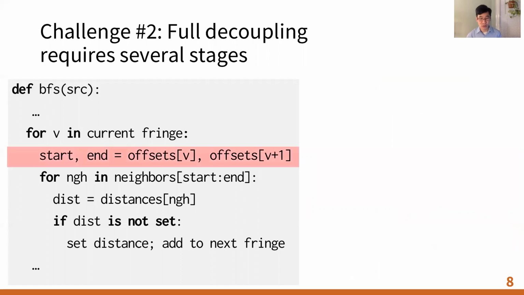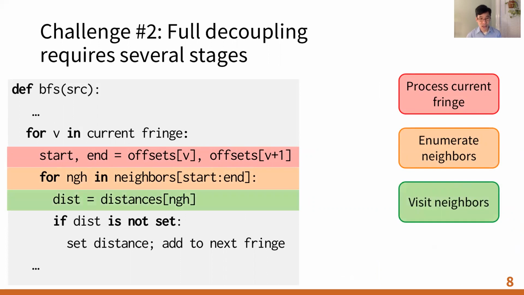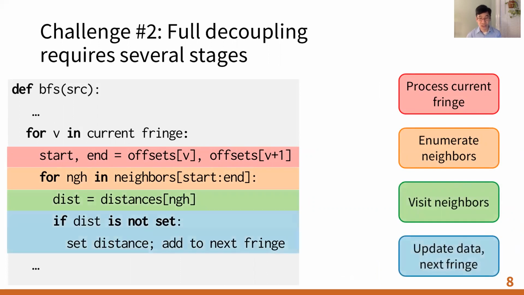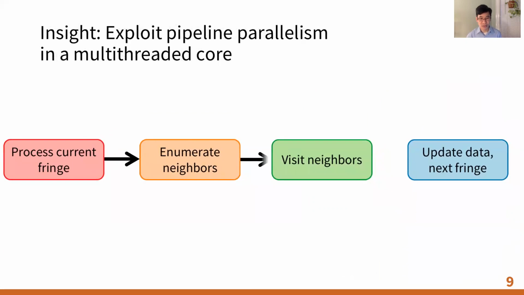First, we process the current fringe, shown with the red highlighted code, and corresponds to the red stage on the right. We then enumerate the neighbors of its fringe vertices, shown in orange. Then we visit those neighbors, shown in green. And then for those neighbors whose distance is not set, we set their distance and add them to the next fringe, shown in blue. As before, we organize them as a feed-forward pipeline of stages.